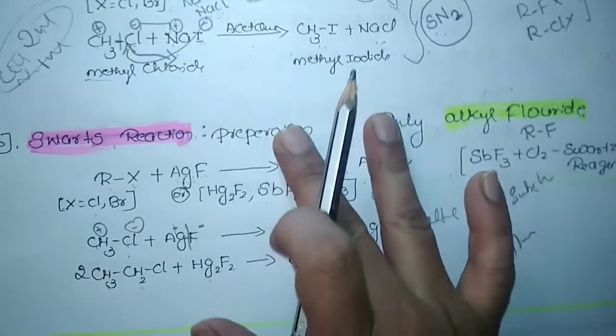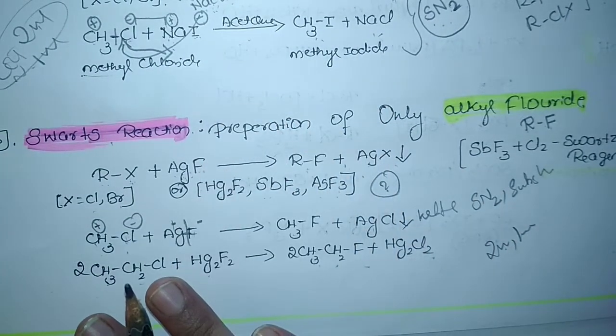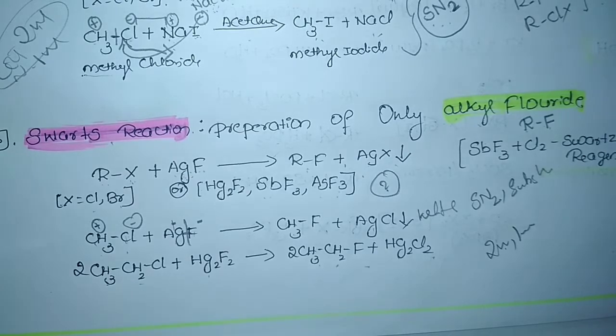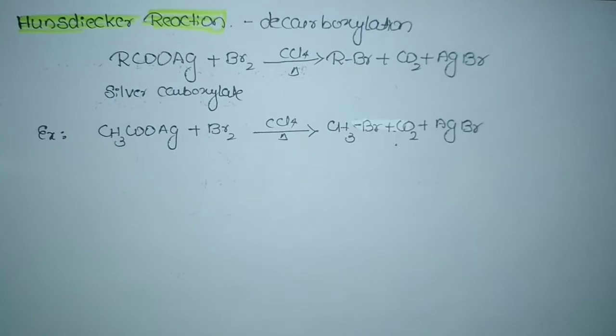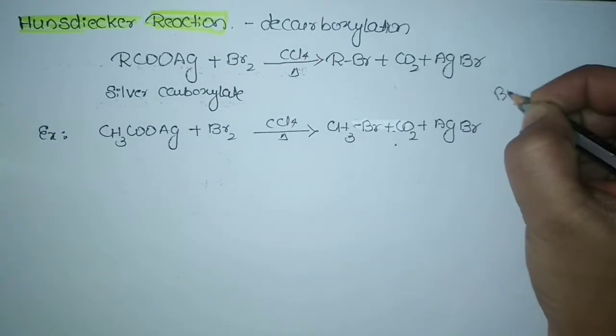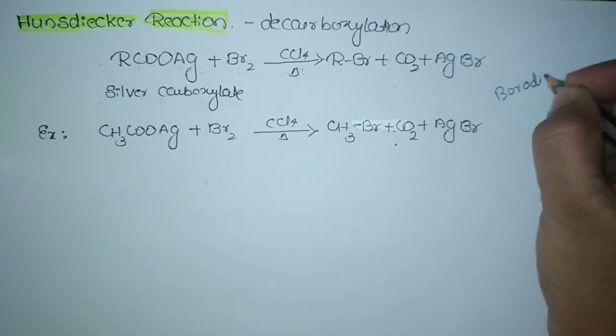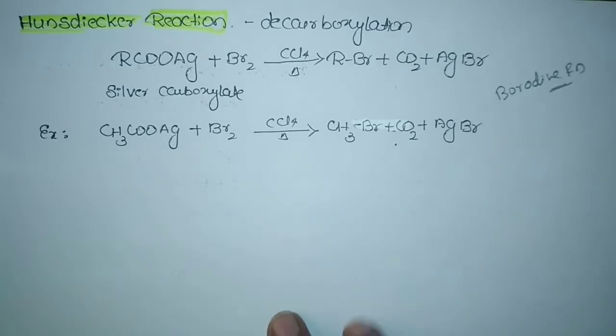So this is about the halogen exchange method during the preparation of haloalkanes. One more method for the preparation of haloalkanes is by the reaction called the Hunsdiecker reaction. Very important, the Hunsdiecker reaction, which is also known as the Borodin reaction. Okay, Hunsdiecker or Borodin reaction.